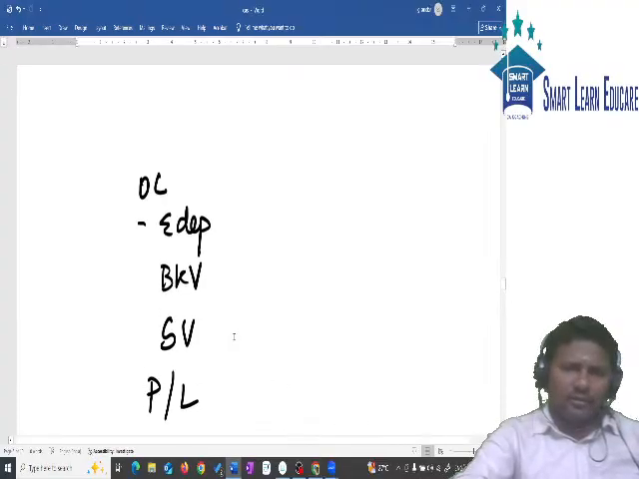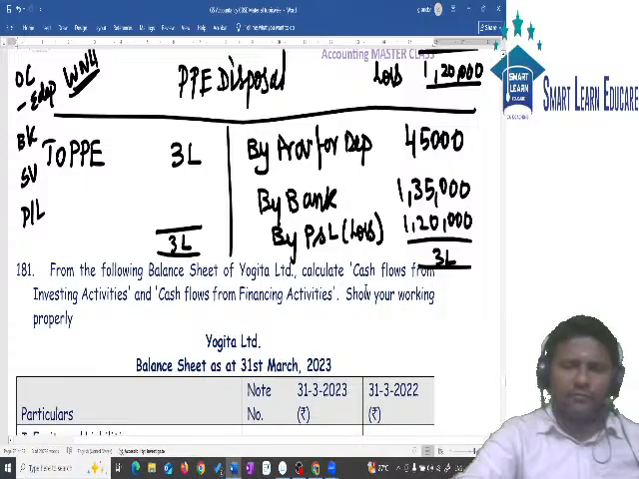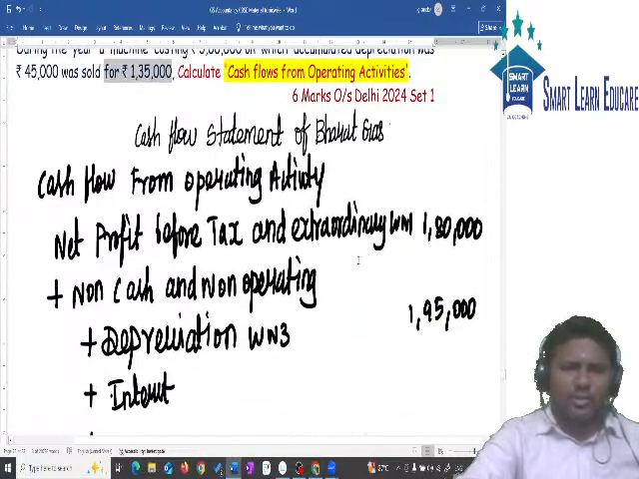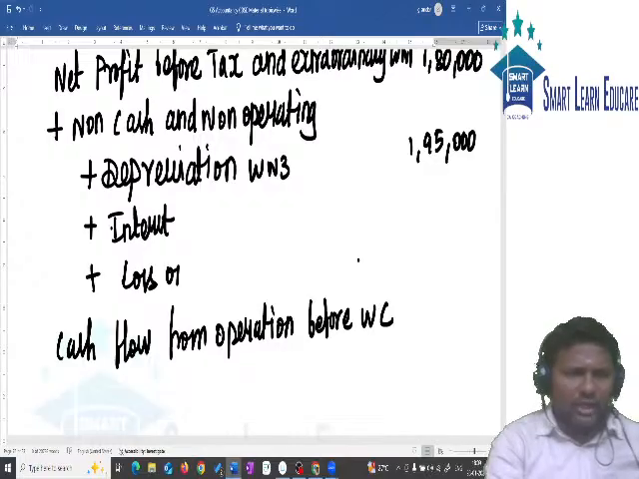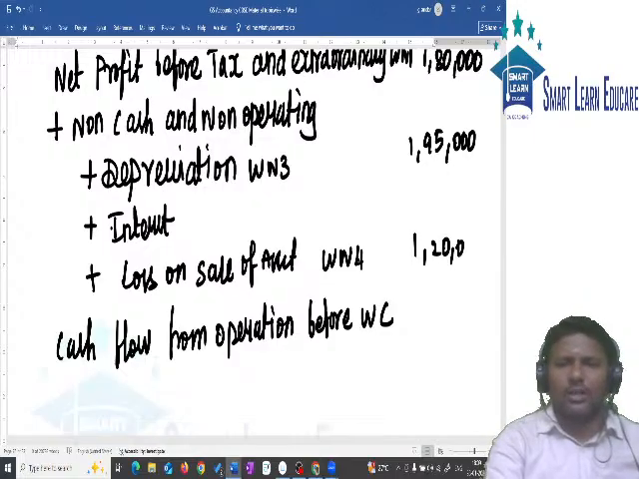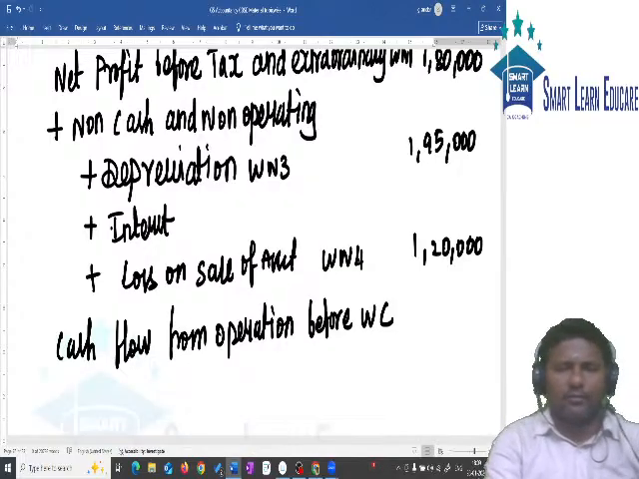In this question, all these things we have prepared in the form of working notes. Here there is a loss of 1 lakh 20. Loss is a non-operating item, so it should be added back. Add loss on sale of asset. Working note number 4. What is the amount of loss? 1 lakh 20,000 is the amount of loss that we arrived at as a balancing figure in working note number 4. That's all.